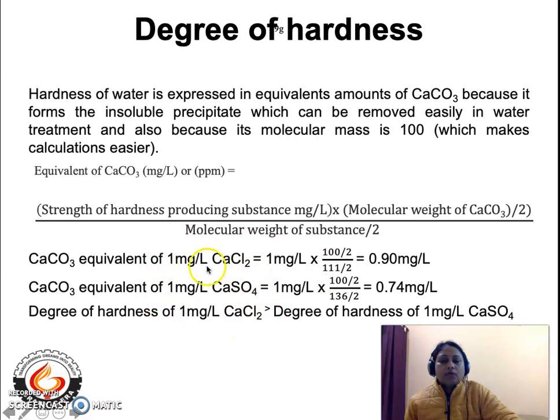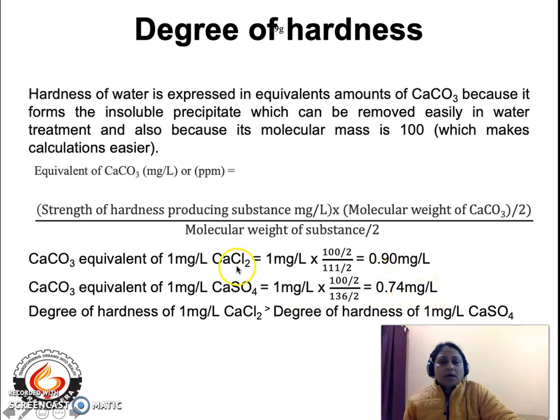So let us see how to convert 1 milligram per liter of calcium sulfate to calcium carbonate equivalent. The formula used is again 1 milligram per liter into the molecular weight of calcium carbonate divided by 2, whole divided by the molecular weight of calcium sulfate divided by 2. Now how have we calculated the molecular weight of calcium sulfate? The atomic weight of calcium is 40, the atomic weight of sulfur is 32, and the atomic weight of oxygen is 16. So it comes to a figure of 136 and the result is 0.74 milligrams per liter.